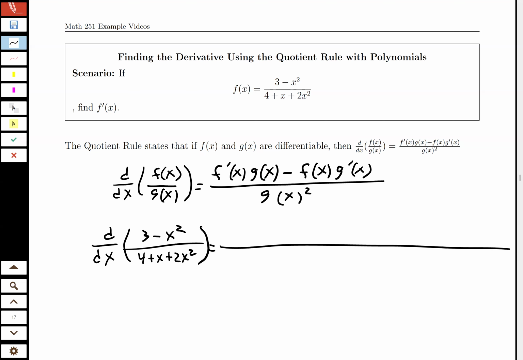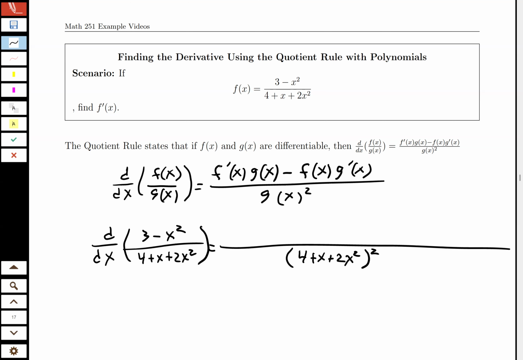First off, the denominator is going to be that current denominator that you have, that g of x, that 4 plus x plus 2x squared. And you're going to take that expression and square it. Now, I'm not worried about simplifying here. I just want to find the derivative.